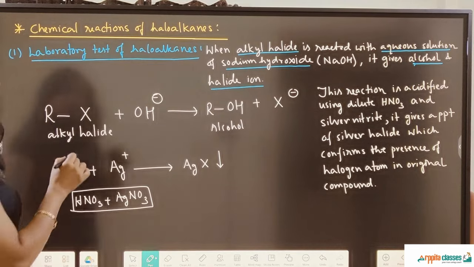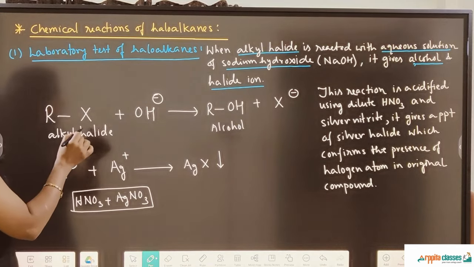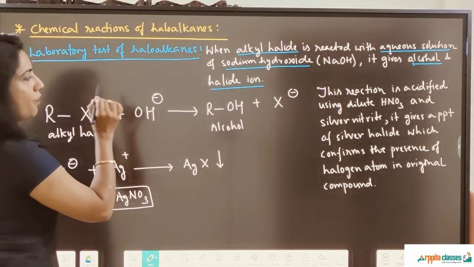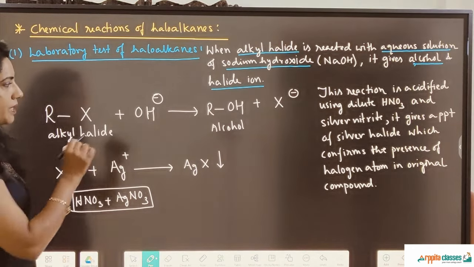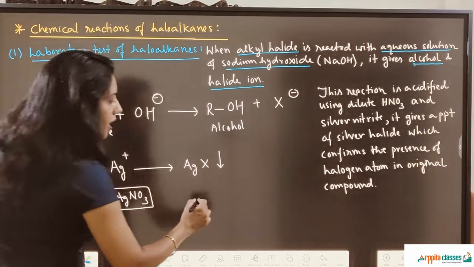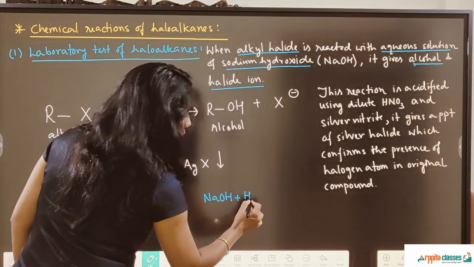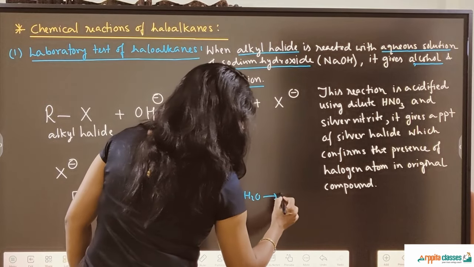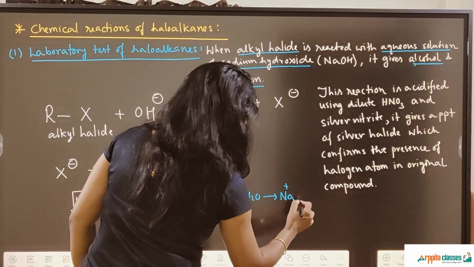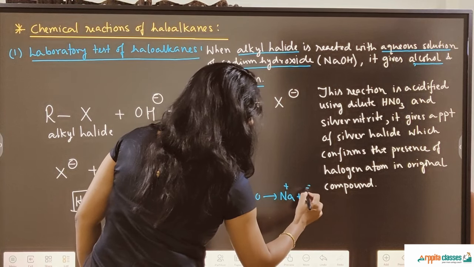So see the reaction, this is an alkyl halide RX. It is reacted with aqueous solution of sodium hydroxide. So basically we have taken OH minus because when sodium hydroxide is dissolved in water, you know that water will help sodium hydroxide to dissociate into Na plus and OH minus.